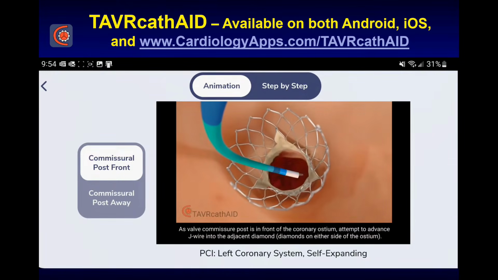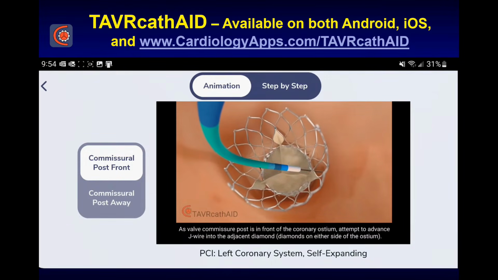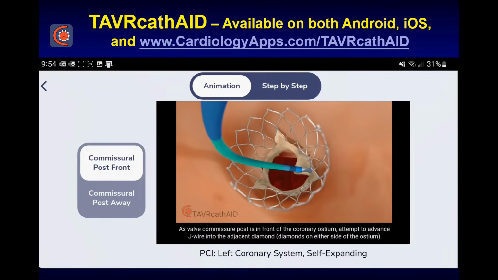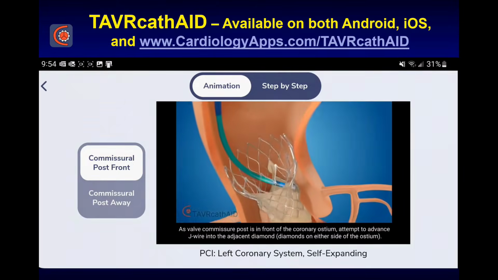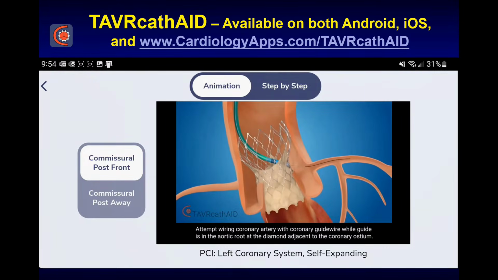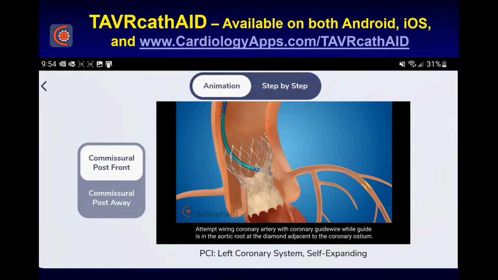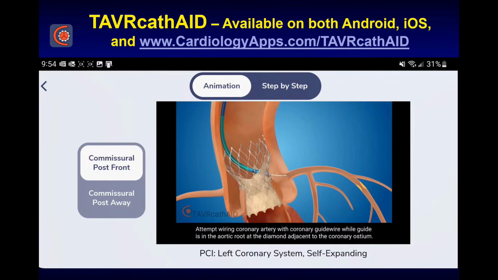So here is the way we are showing it. You see there, we are going counterclockwise to enter into the diamond. We already have the wire sitting there, so we are wiring with the guide just at the ostium or the face of the diamond. And you're all the way down and you have the balloon. And once you anchor, you can get your Godzilla or a guide liner into the vessel. So that's how we are showing it.